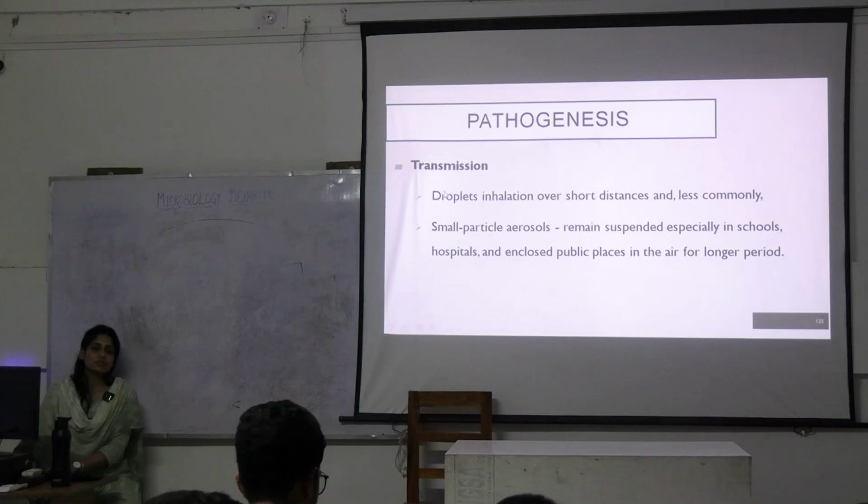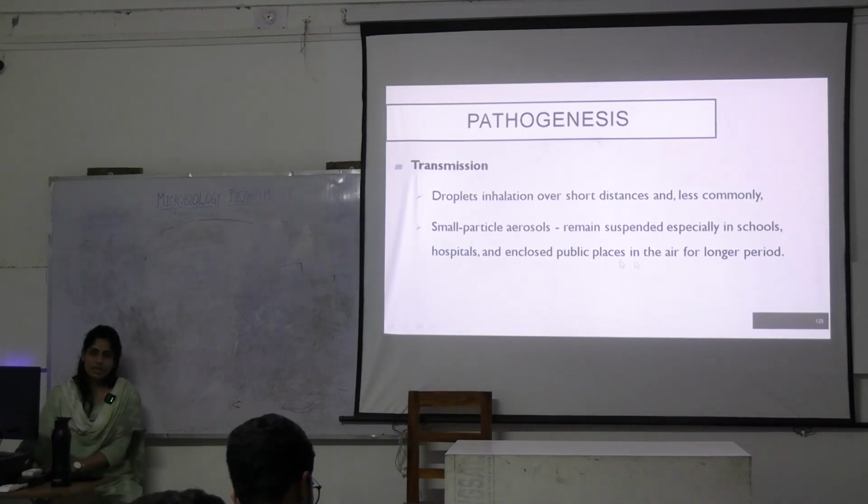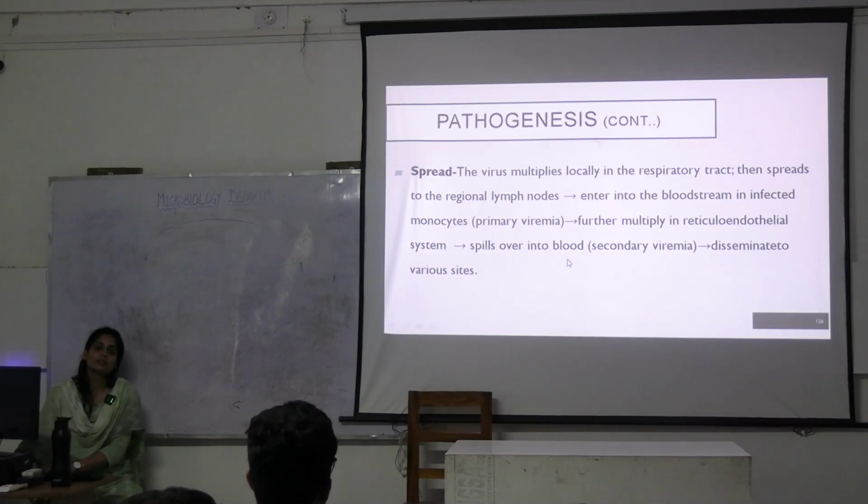Okay. How does the transmission take place? Again through inhalation of droplets or small particulate aerosols. They remain usually in the schools. The children get affected after one kid falls sick in the class. It spreads through the respiratory tract, then to the local lymph nodes, enters the bloodstream through monocytes, and multiplies again in the RAS and causes secondary viremia and disseminated sites. A similar picture was there in which bacteria? Except monocytes.